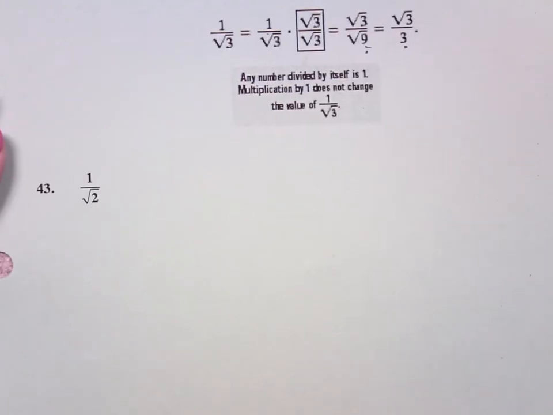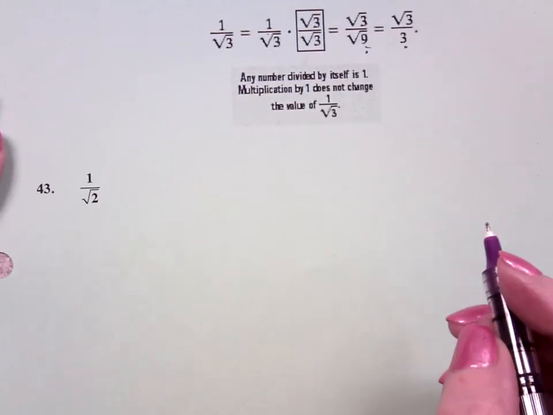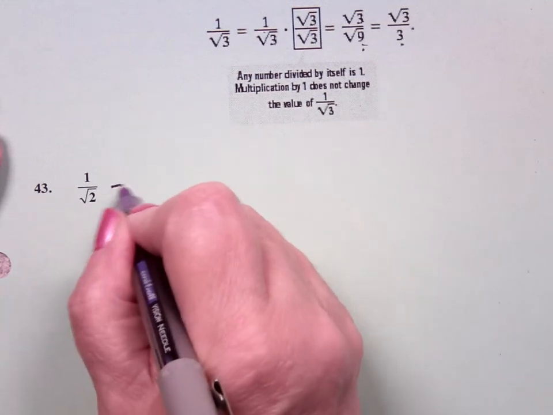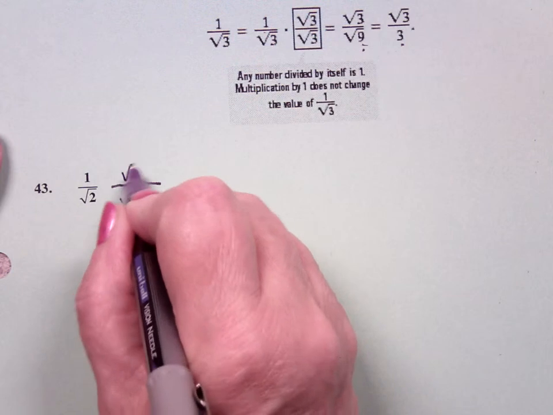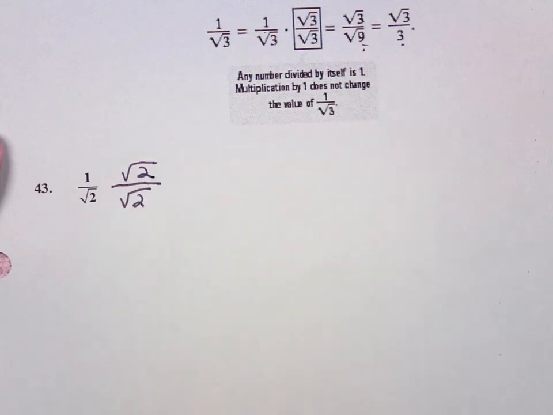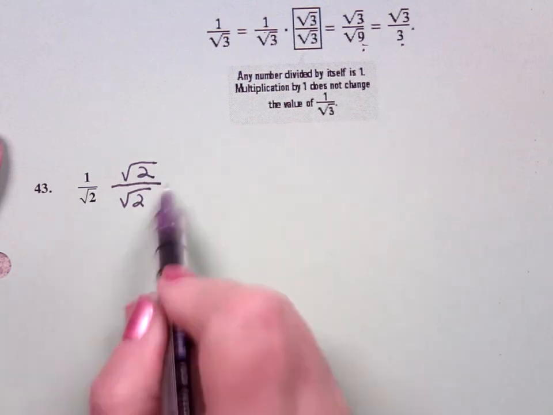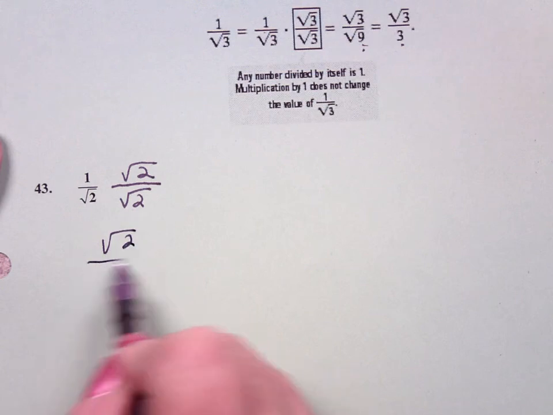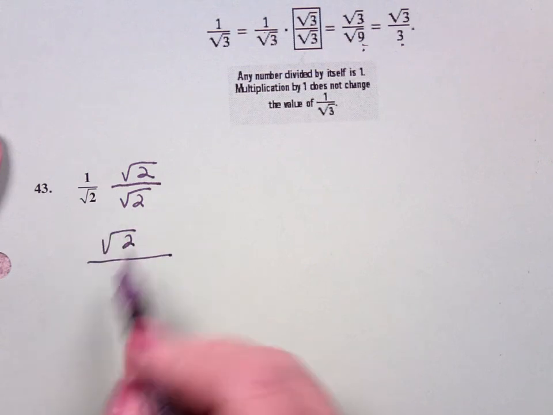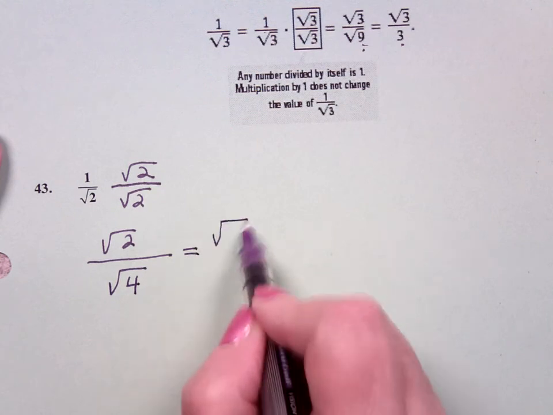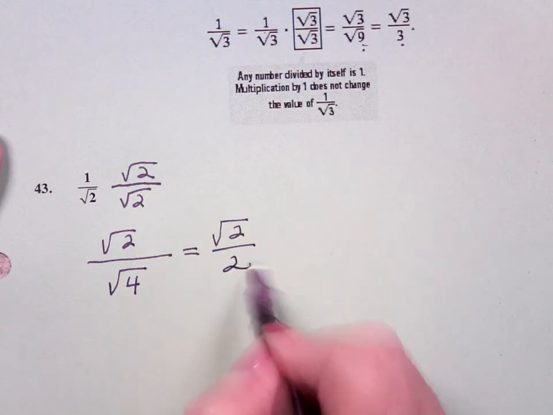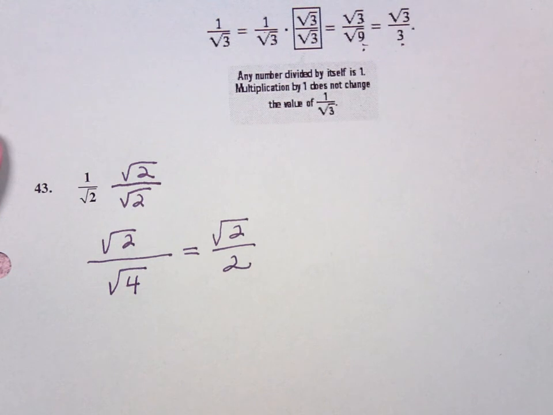So if I were to look at this particular problem, which is 1 over the square root of 2, well, this again is a monomial, so I'm going to multiply by the square root of 2 over the square root of 2. So 1 times the square root of 2 is the square root of 2. Square root of 2 times the square root of 2 is the square root of 4. So I end up with the square root of 2 over 2, and there's no longer a radical in the denominator.